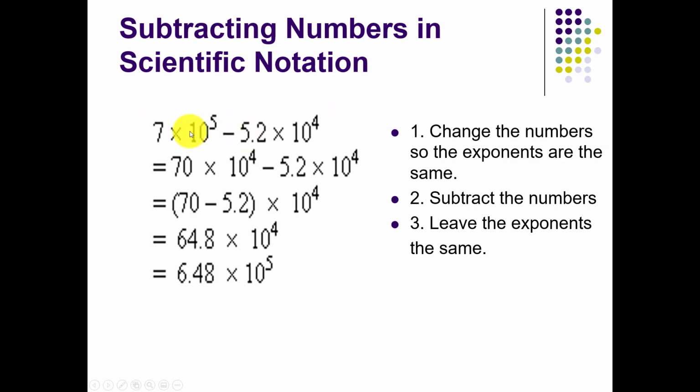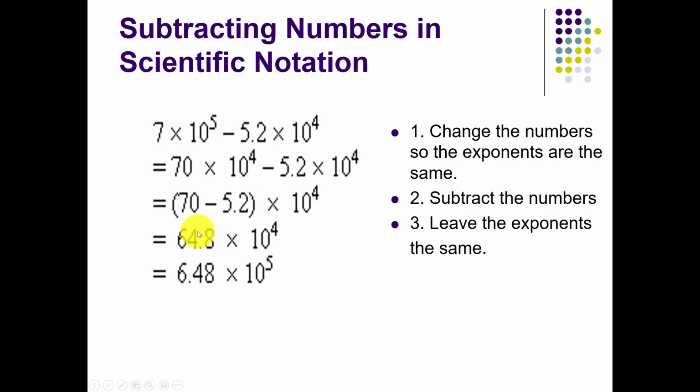Here they chose to make them both equal 10 to the 4th. So to do that, we need to change this one, and we want to make this exponent go down. And to make an exponent go down, again, we go to the right. Left, up, right, down. Okay, so 70 times 10 to the 4th minus 5.2 times 10 to the 4th. 70 minus 5.2 gives me 64.8 times 10 to the 4th.